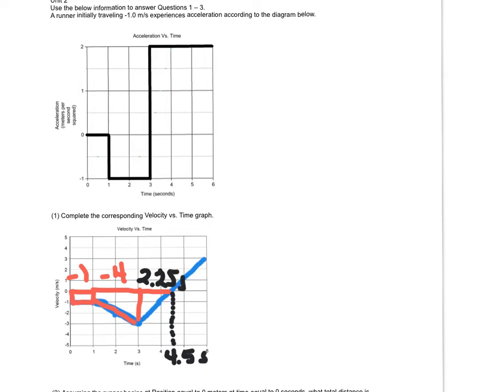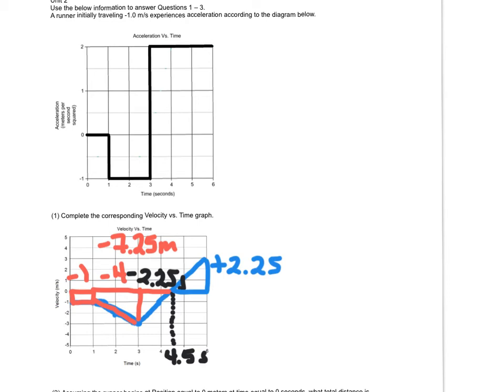So adding them all up, we have traveled in the negative direction with a total of 1 plus 4 plus 2.25, 7.25 meters. And then in a positive direction, this triangle here has a value of positive 2.25.